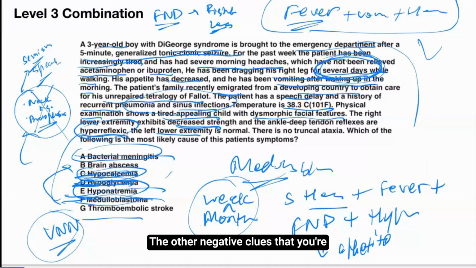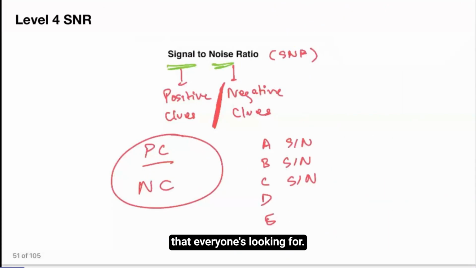The other negative clues that you're going to get towards all of this is, yes, temperature is a great clue, something to take account of. No truncal ataxia, that's a negative clue for medulloblastoma that you're seeing. So no hypercoagulability factor. So this is the kind of questioning process I want you to do in your mind whenever you're looking through answers, because that is what is going to give you the best way to answer all the questions and get the 99th percentile that everyone's looking for.